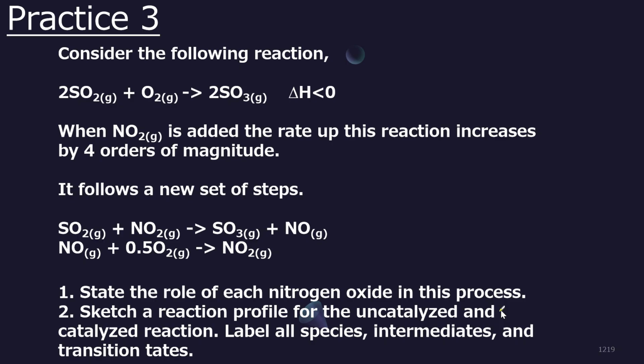SO2 plus NO2 goes to SO3 plus NO, step 1. And then NO plus 0.5 O2 goes to NO2, step 2. State the role of each nitrogen oxide in this process. So we have 2 nitrogen oxides, right? NO2 and NO. What is NO2? You've got to look at how it reacts and how it finishes. So it is consumed in step 1.